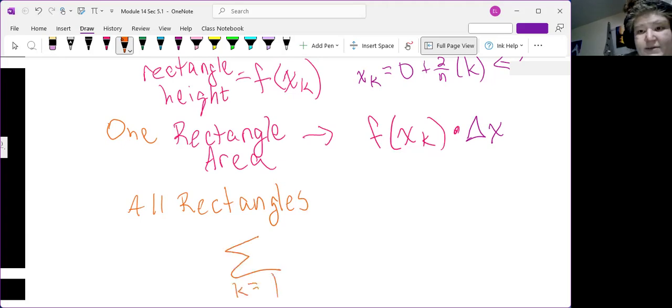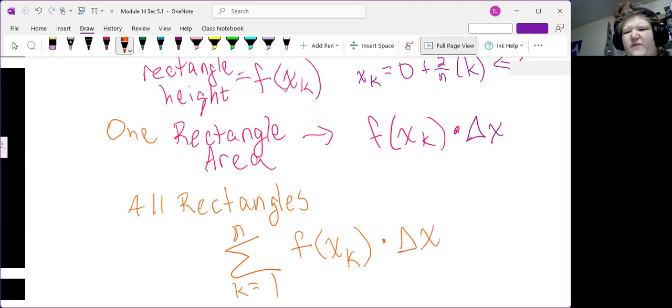So we start at 1 because we wanted our first right endpoint. So that's not our 0 case. That's one width being added. And we're going to go up to n rectangles. And it'll be f of x sub k times delta x. Now, f of x sub k is going to get a little much. So I'm going to do that in a little side panel.